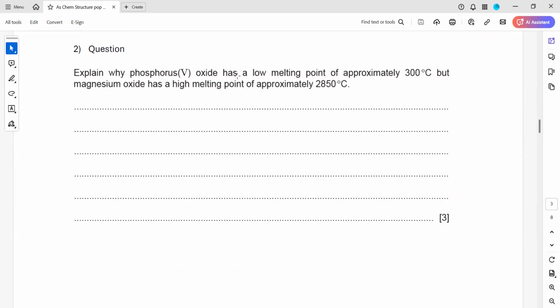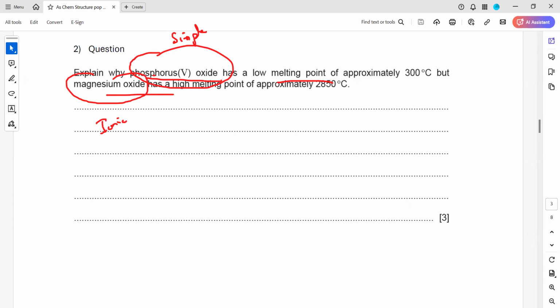Question 2. Explain why phosphorus 4 oxide has a low melting point compared to magnesium oxide. You have to compare them. Phosphorus 4 oxide is a simple covalent compound, so it has weak intermolecular forces. Magnesium oxide is an ionic compound, so it has strong electrostatic forces. You have to compare these points.